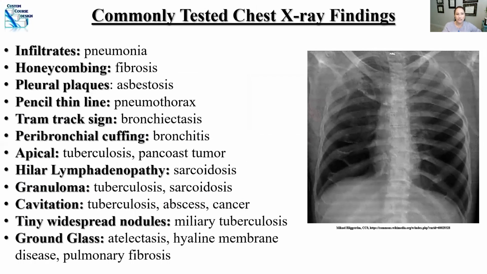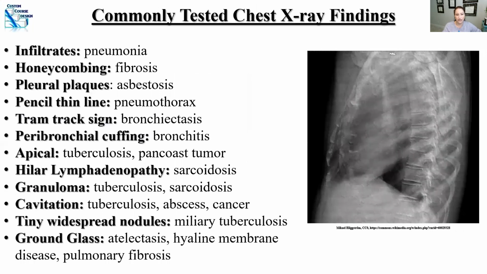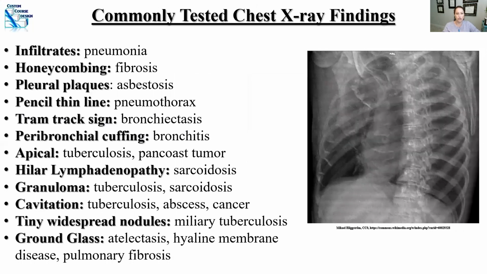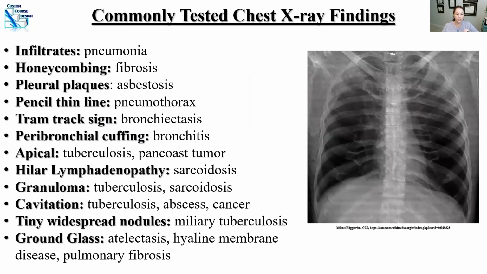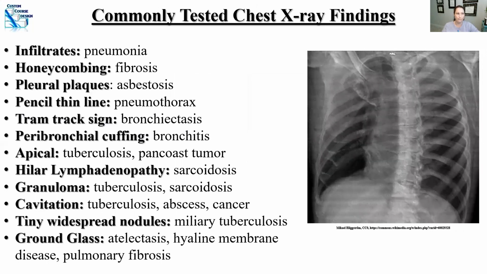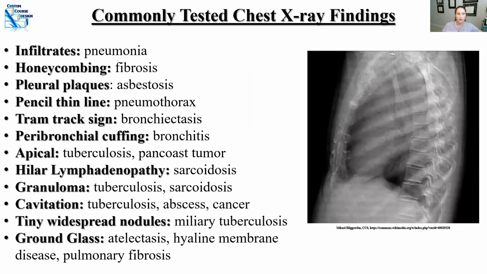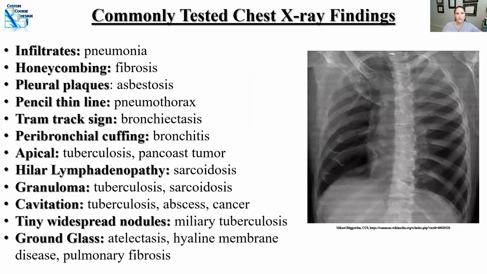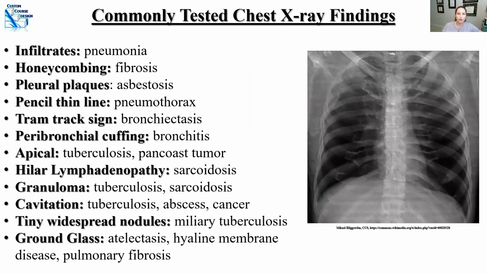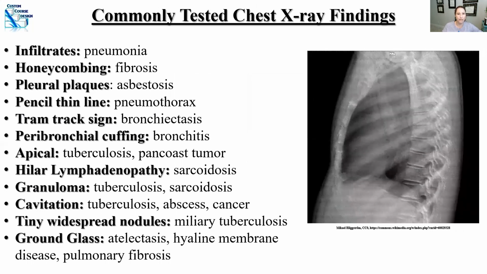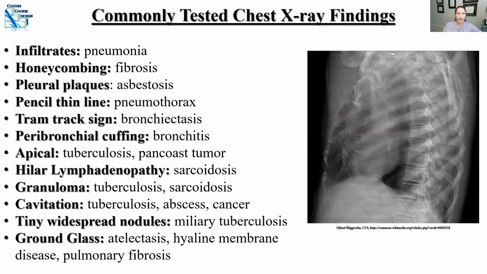This is kind of a cheat sheet of the commonly tested X-ray findings. We're going to talk about all of these diseases in detail, but this is just a good, real quick, if you see this in the question, you should be thinking about this disorder. If we see infiltrates mentioned, this is commonly going to be pneumonia. Honeycombing is something that we see in fibrosis. Pleural plaques are associated with asbestosis. A pencil thin line is associated with pneumothorax.